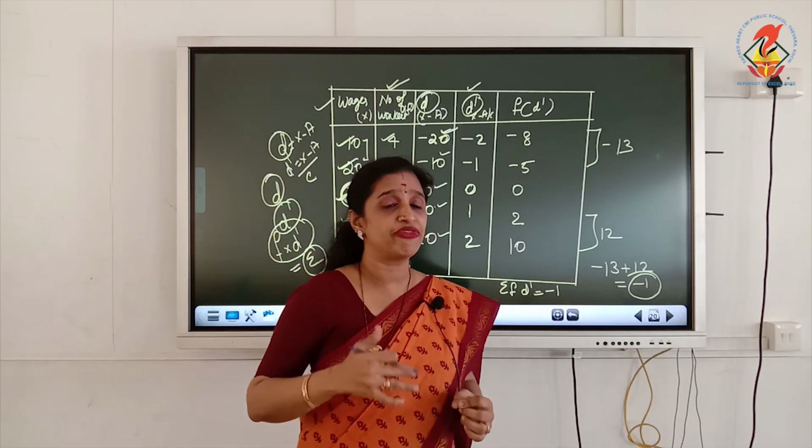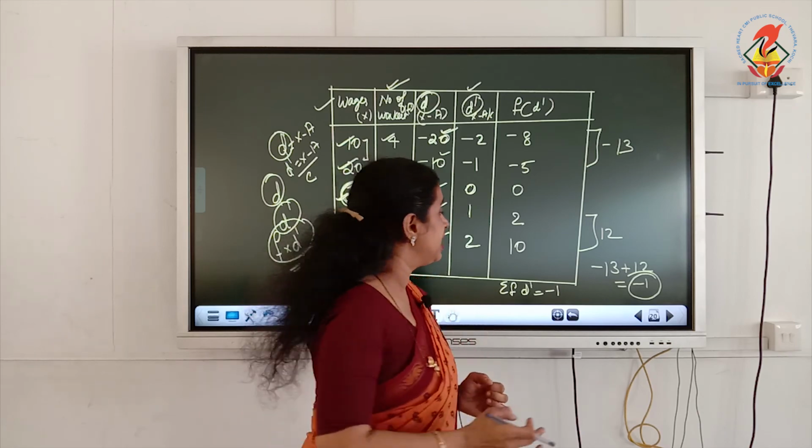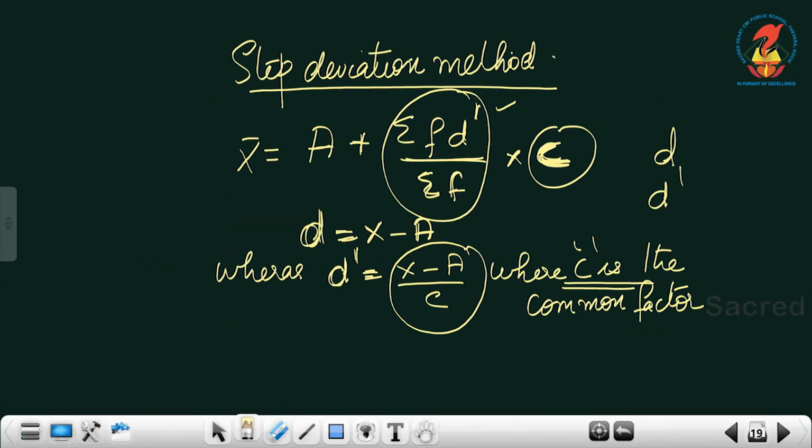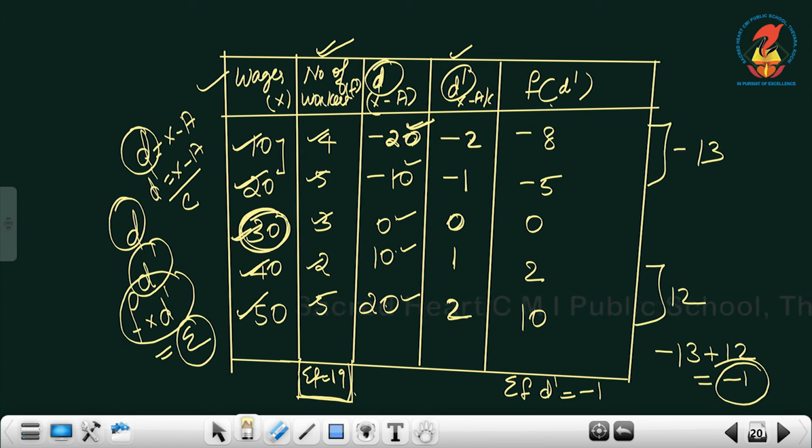Now, each f value should be multiplied by d dash. That is the formula, isn't it? Sigma of f into d dash. You have to multiply each f into each d dash and then find the total of that. Okay. Now, f into d dash. So, please put a tick mark on the table, on the column that you have to multiply. F into d dash. That means 4 into minus 2 is minus 8. Okay, 5 into minus 1 is minus 5, 3 into 0 is 0, 2 into 1 is 2, 5 into 2 is 10.